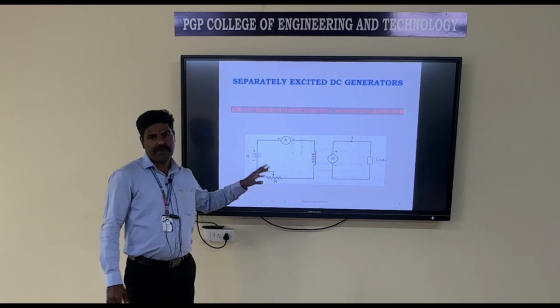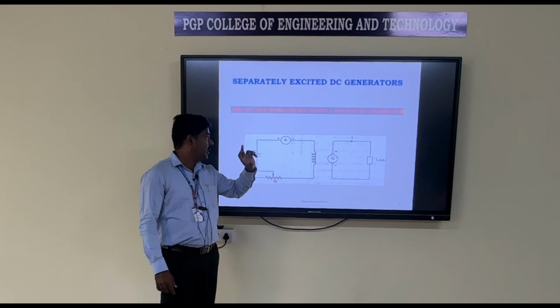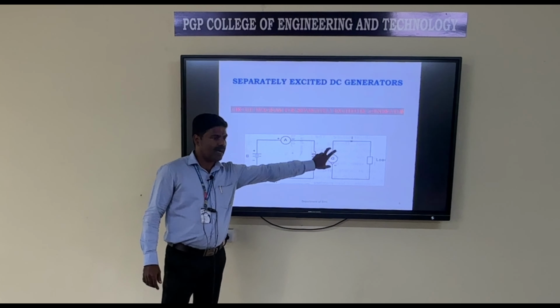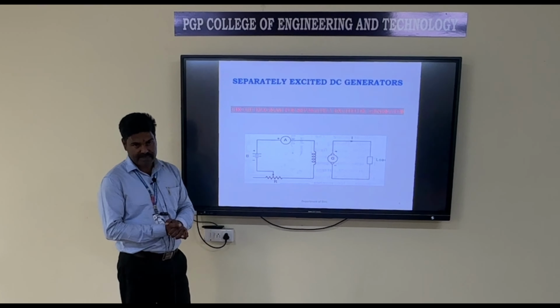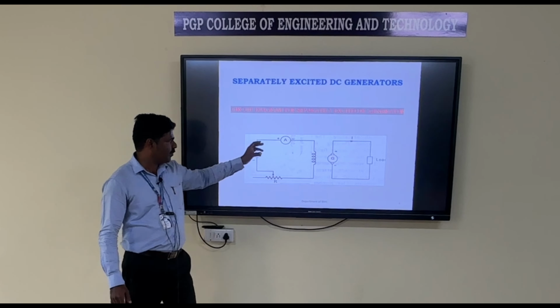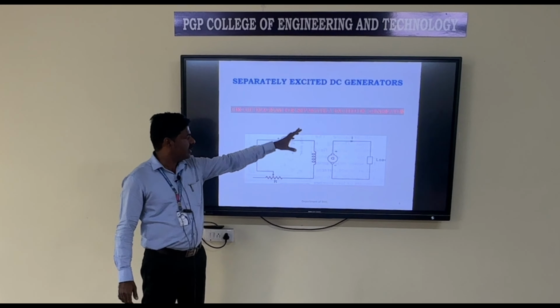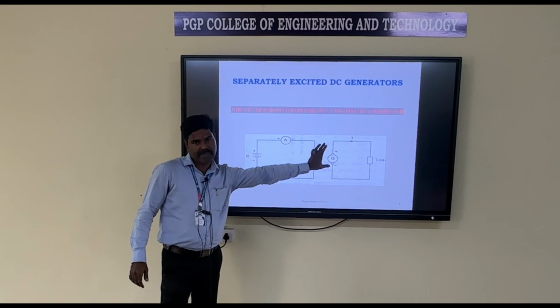This is a circuit diagram for separately excited DC generator. Here separately excited means the field winding, this one is field winding, this one is armature winding. The field winding is excited from an external source of DC supply. Separate source of DC supply, we are exciting the field winding. This is known as separately excited DC generator. There is no electrical connection between this field winding and armature winding.